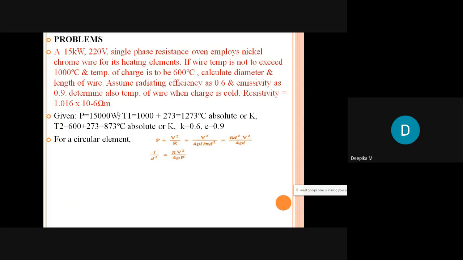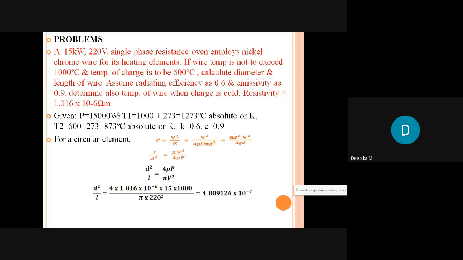Power input is nothing but V square by R, where R is rho L by A, and it is a circular element. So the cross sectional area is pi d square by 4. Upon rearranging, since we are interested in length and diameter, those are taken to the LHS and the remaining rearranged to the RHS. So we get L by D square equals pi V square divided by 4 rho P. Or we can reciprocate it and write D square by L equals 4 rho P by pi V square.